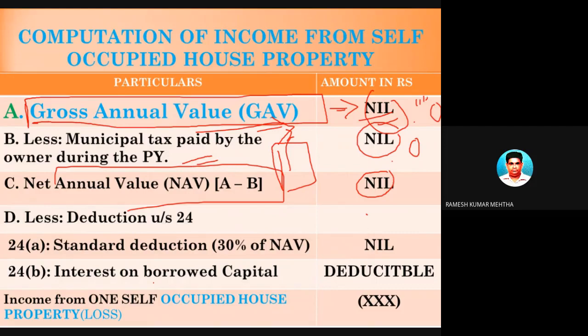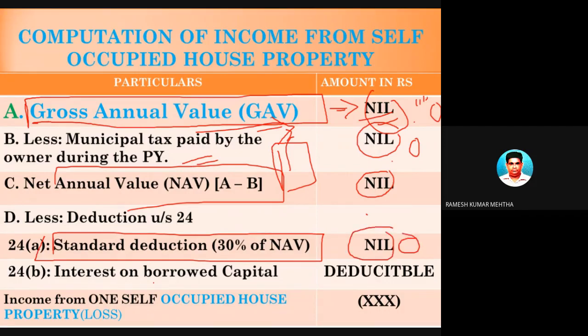On this net annual value, you are allowed a standard deduction of 30% on the NAV. And on the NAV, a standard deduction of 30% is allowed under section 24. So 0 into 30% is 0. So this is also 0.